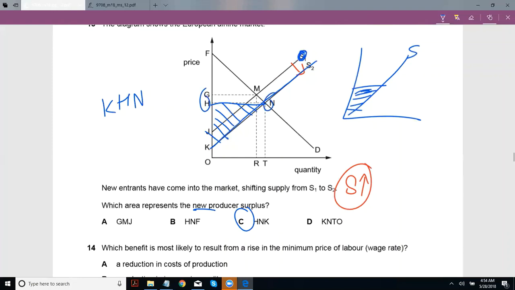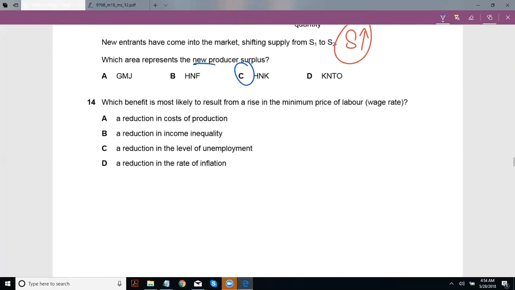H and K. Which benefit is most likely to result from a rise in the minimum price of labor, the wage rate? So your minimum wage just got higher. You have to pay labor more now. So obviously that would increase your cost of production because you're paying them more. It won't decrease it. A reduction in income inequality, yes, because people working on minimum wage are normally from your lower income class.